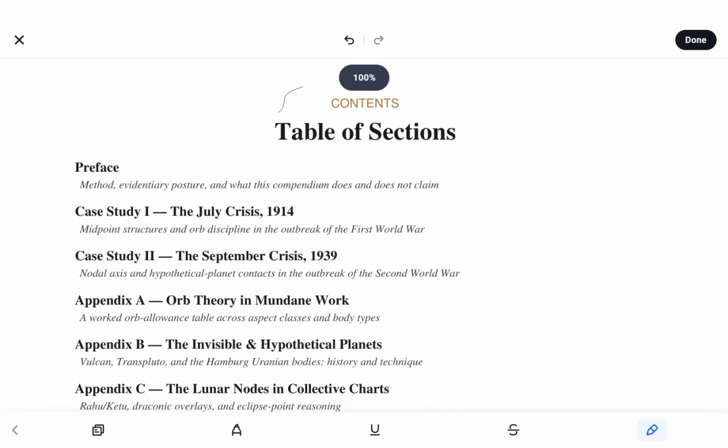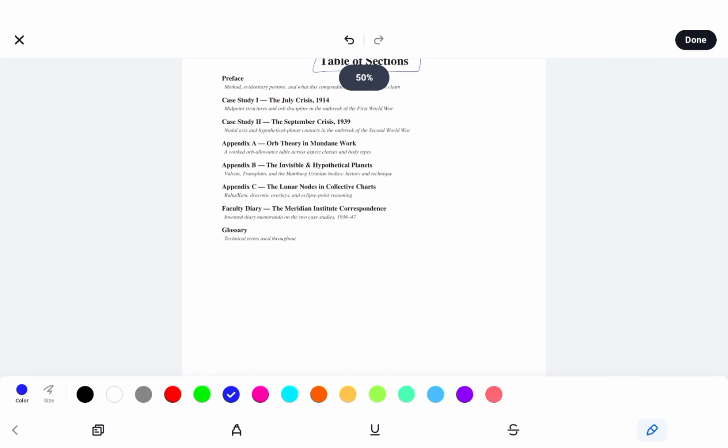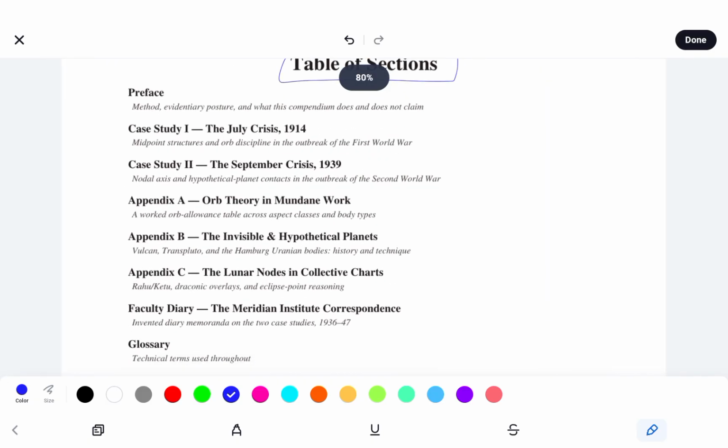We're going to look at this table of sections and basically go through what we're going to talk about.